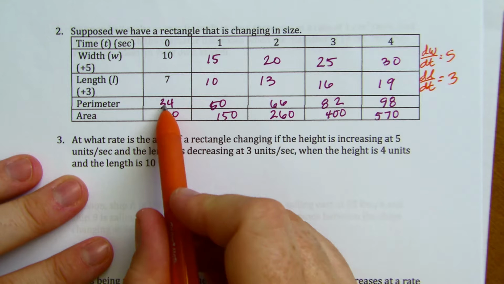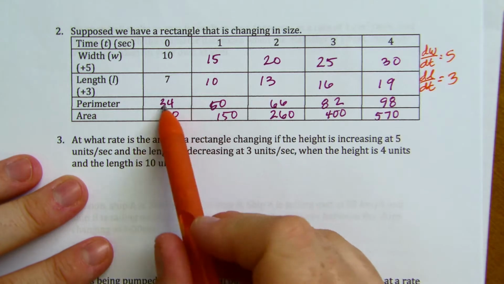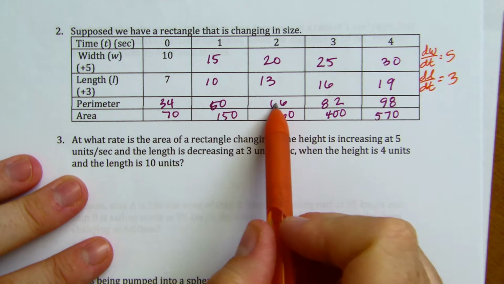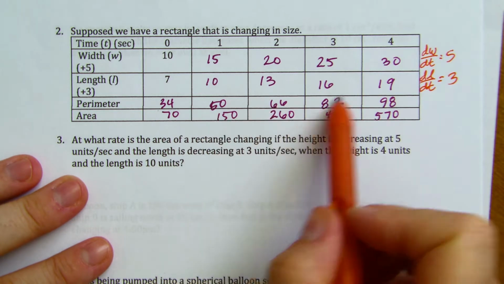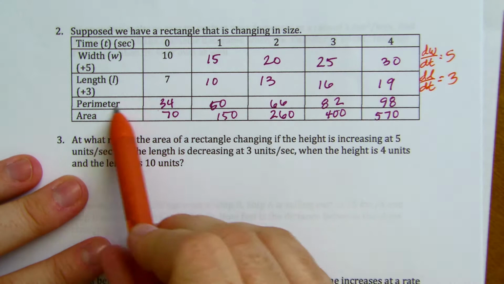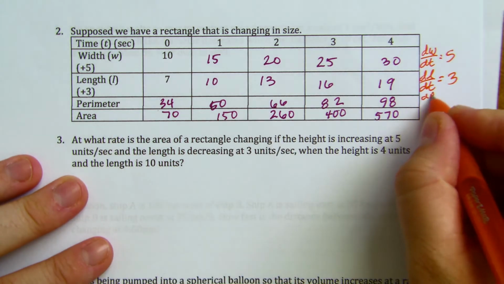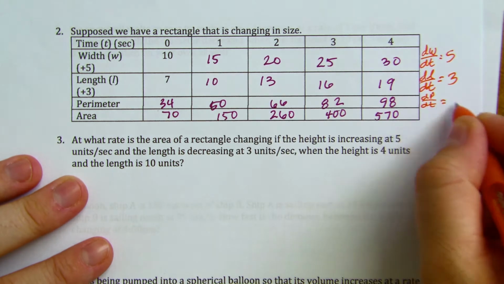The perimeter, let's see if it's increasing at a constant rate. From 34 to 50, we're increasing by 16, and then by 16 again, by 16 again, by 16 again. So the rate at which my perimeter is increasing is also constant. We can call that dP/dt, and that's 16.